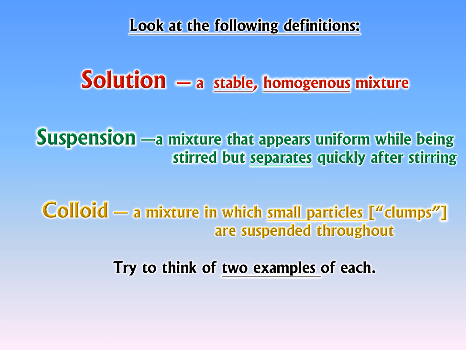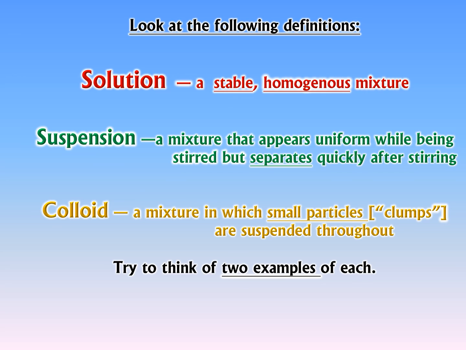So here are the definitions. A solution is a stable homogeneous mixture. Again, it's two or more chemicals. A suspension is a mixture of two chemicals that appears uniform when being stirred, but it separates quickly after stirring. Another example would be a river where there's enough agitation from the flow of the river to keep various silicates suspended in water, but actually silicates are not soluble in water, so they will eventually settle out on the riverbed.